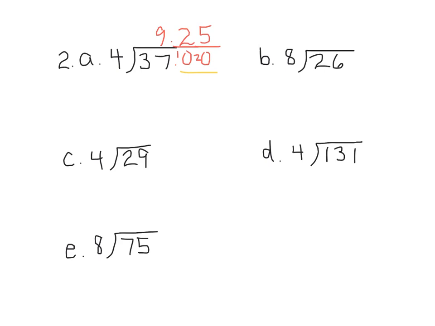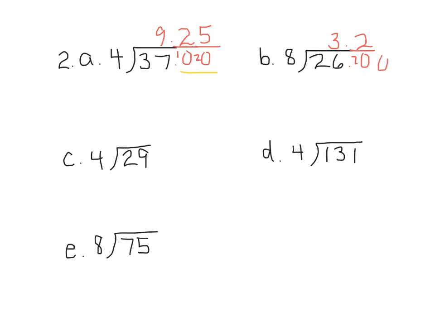Look at letter B. First thing I want to do, 8 goes into 26, but it'll have a remainder. So I want to put on my decimal, annex a 0, continue my division house, decimal in the answer. 8 goes into 26 3 times. 3 times 8 is 24. So I have 2 remainder. Now, 8 goes into 20 2 times. 2 times 8 is 16. I'm going to have another remainder.